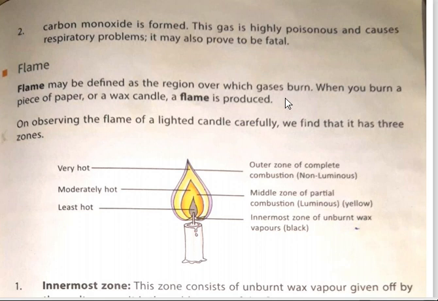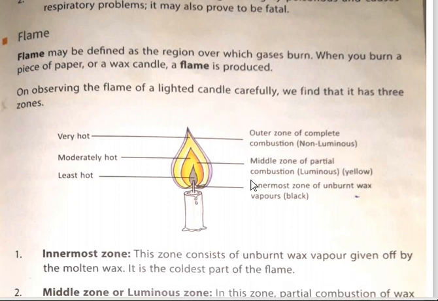Now we'll talk about the flame. Flame may be defined as a region over which gases burn. When we burn a piece of paper or a wax candle, a flame is produced. We might have seen flames in our houses, in our daily life, in our cooking stoves, in lamps, in candles. That flame is actually the region where gases burn.